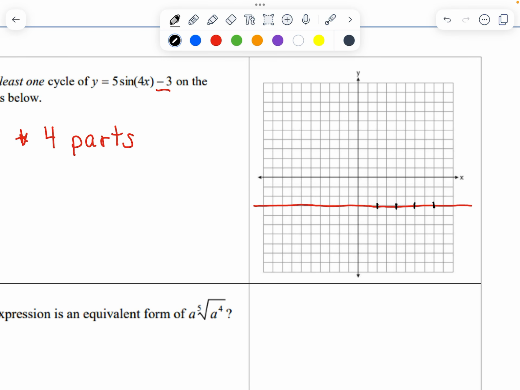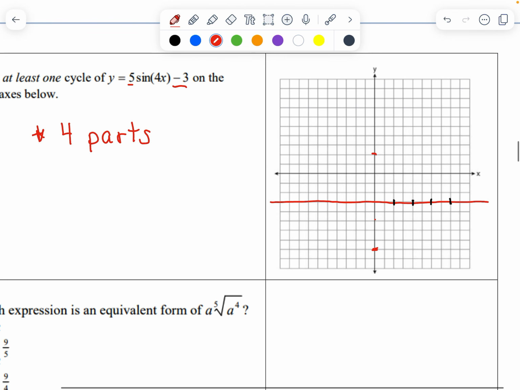And the only thing that you need to actually label is your period. Now my amplitude is 5, so I know that from here the highest that I'm going is 5, 1, 2, 3, 4, 5, and the lowest that I'm going is 5. All right, now let's find the period.